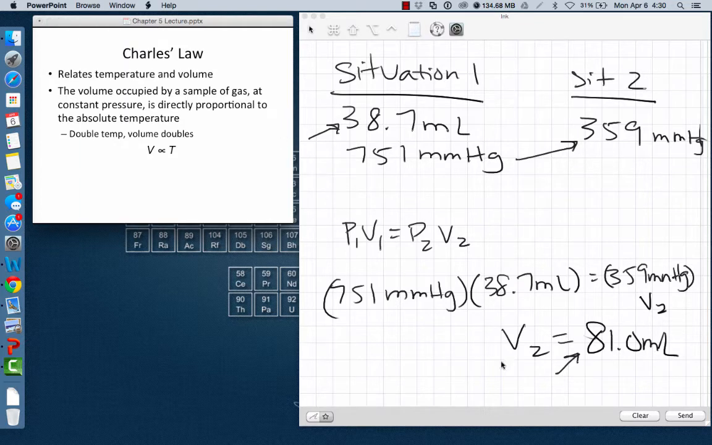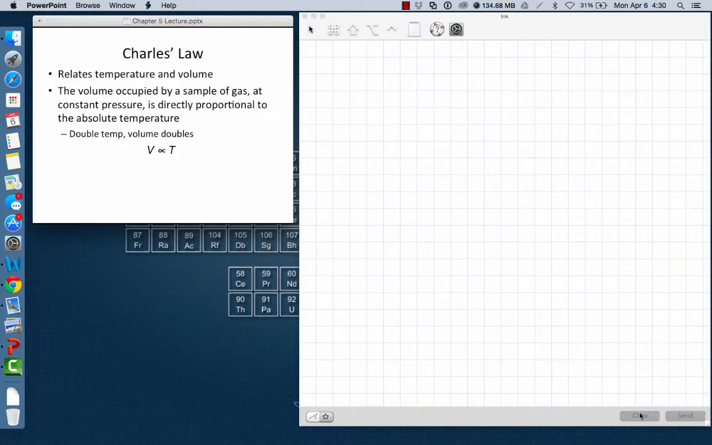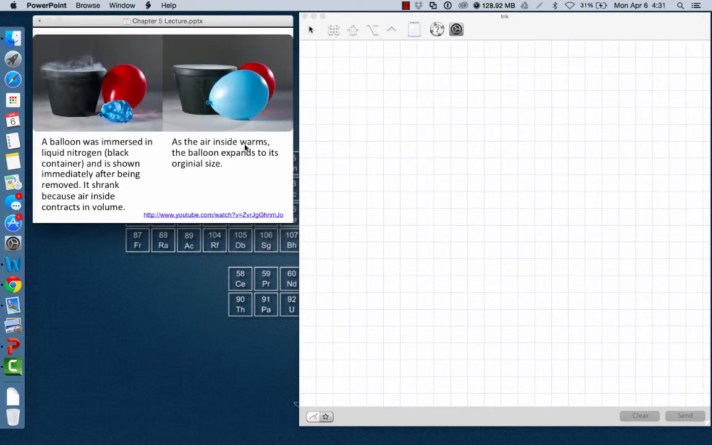So we have Charles's law now, and Charles's law relates temperature and volume. So we can do the same sort of thing. The volume, if we leave the pressure the same, is directly proportional to the absolute temperature. So if we double the temperature, the volume doubles. That makes sense. All right, so what they're doing here is they're putting a balloon into liquid nitrogen.